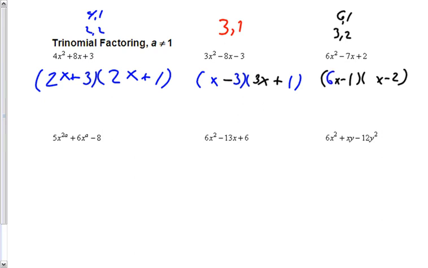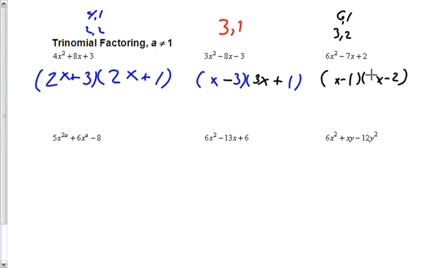6 and 1. This would multiply to give me 6x squared. 6 times 2 is 12, so that's minus 12x, minus 1x, which is 13, which is not what we want. Okay, so that's not going to be a good answer. Right, so we'll get rid of that. So 6 and 1 didn't work.